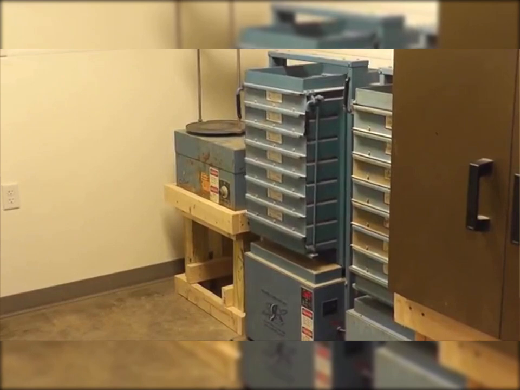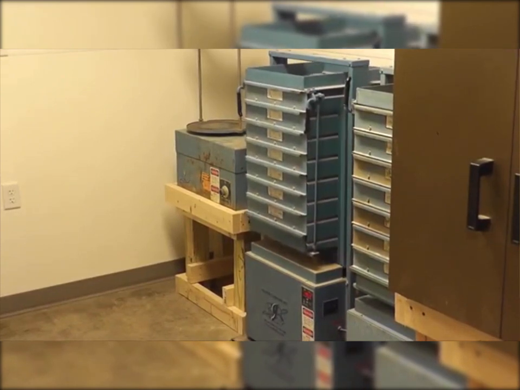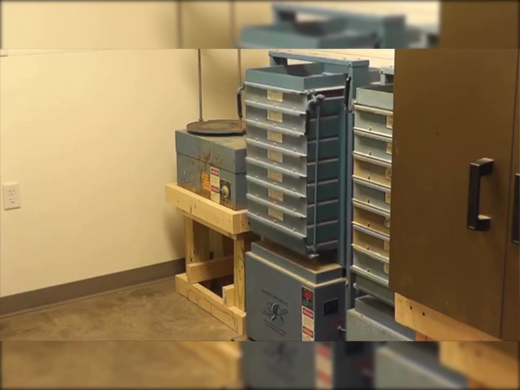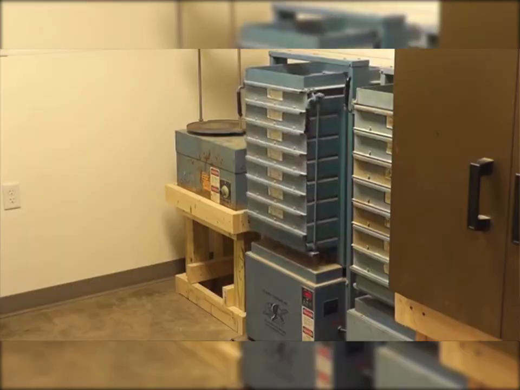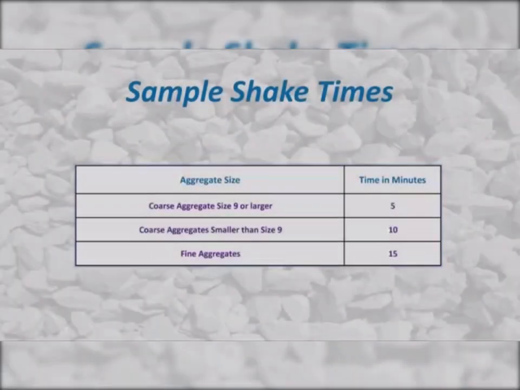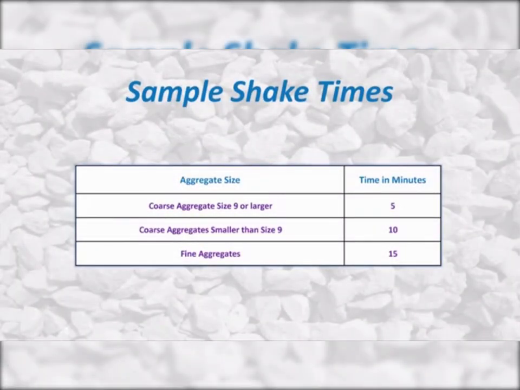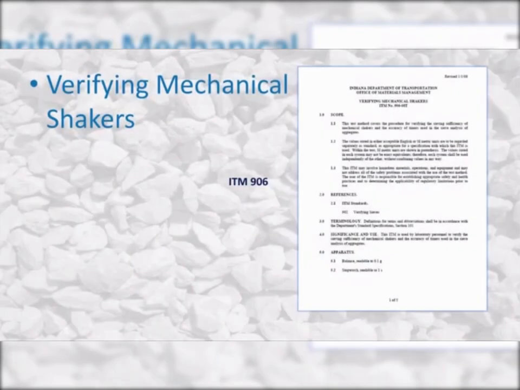The sieve nest with the sample is then placed into an appropriate mechanical shaker and shaken for a period of time to ensure the sample is divided into the various sizes. The shaking time is also determined by the size of aggregate in the sample. The minimum mechanical shaking times are included in the following table. The actual shaking time is determined in accordance with ITM 906.